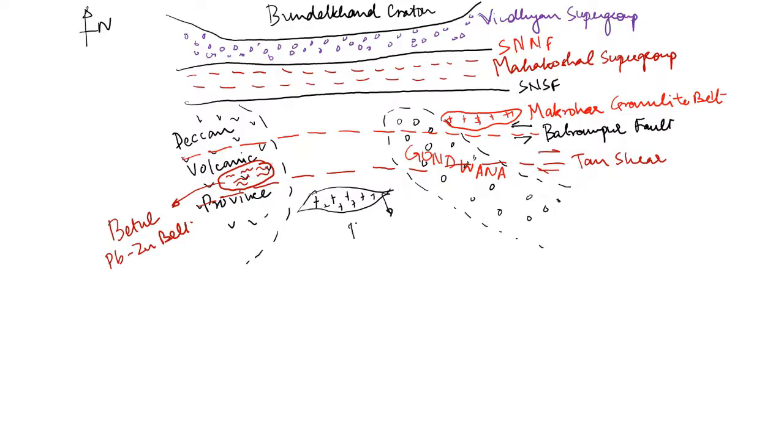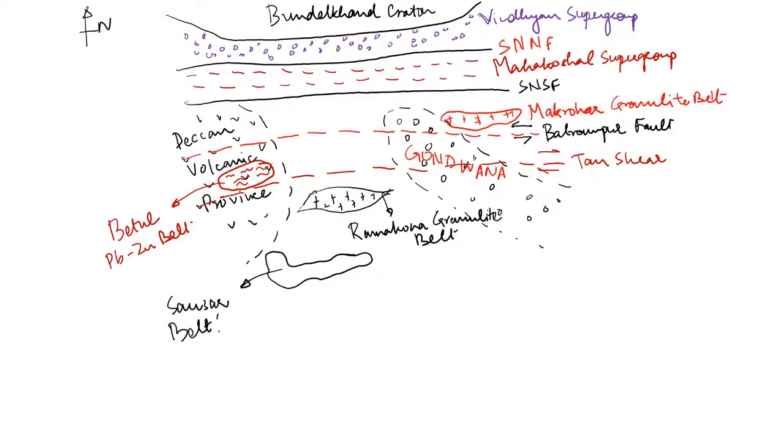This is the Ramakona Katangi granulite belt. Okay. To the south of the Ramakona Katangi granulite belt lie the important manganese deposits of the Saucer group. So this is the Saucer supracrustals, or Saucer belt with manganese deposits.